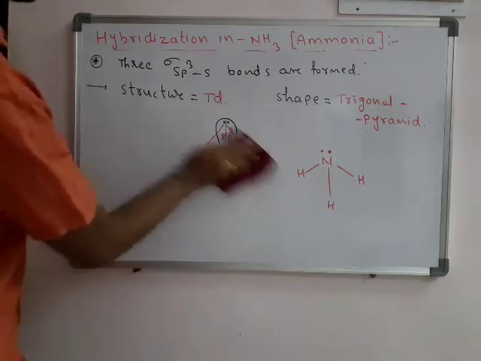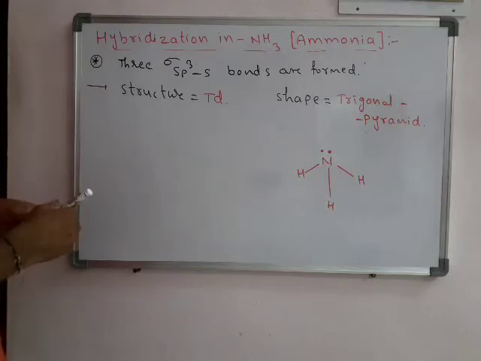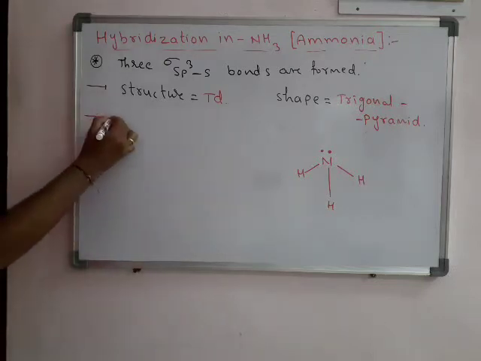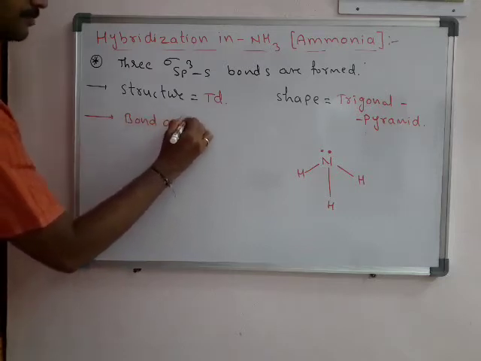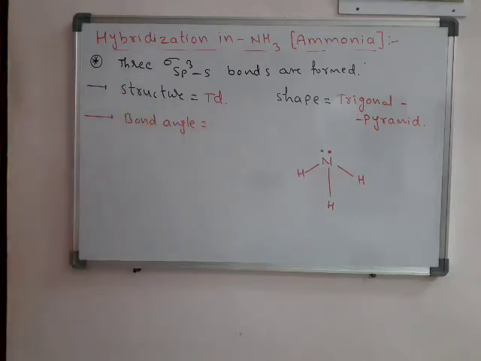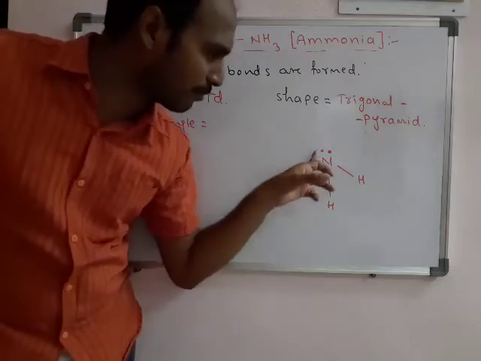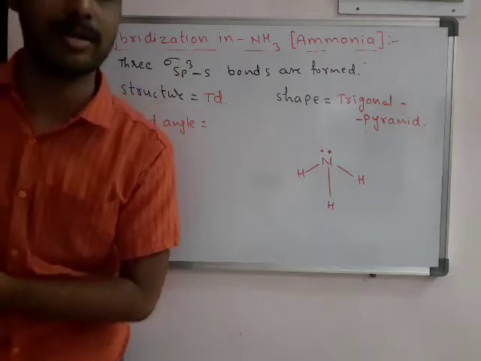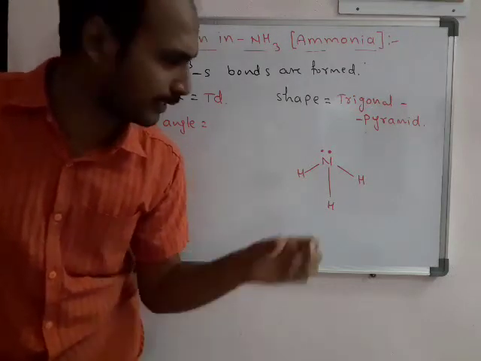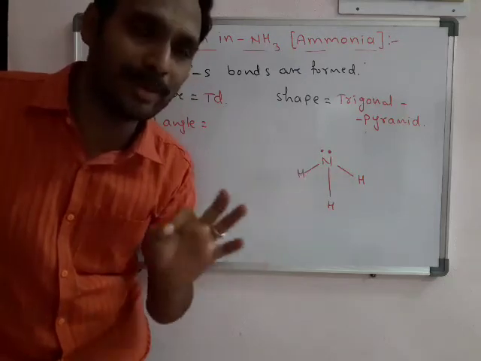Next, what is the bond angle? We already know the bond angle in sp3 hybridization. What is the general bond angle in sp3 hybridized molecules? That is 109 degrees 28 minutes. Normally perfect 4 bonds are present, and the bond angle for sp3 is 109 degrees 28 minutes, so that should come here. But in place of one bond, there is a lone pair present.